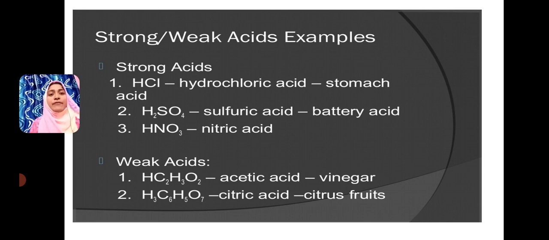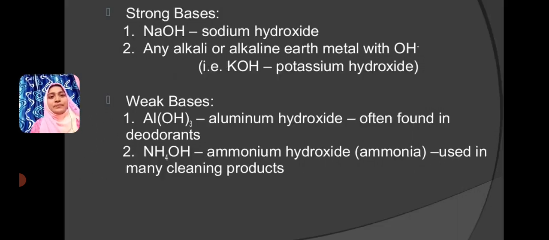Next is a weak acid, acetic acid. You can see here HC2H3O2, which we can also write as CH3COOH, which is present in vinegar. Another one is citric acid, C6H8O7, which is present in citrus fruits, for example lemons and oranges. These are all citrus fruits.